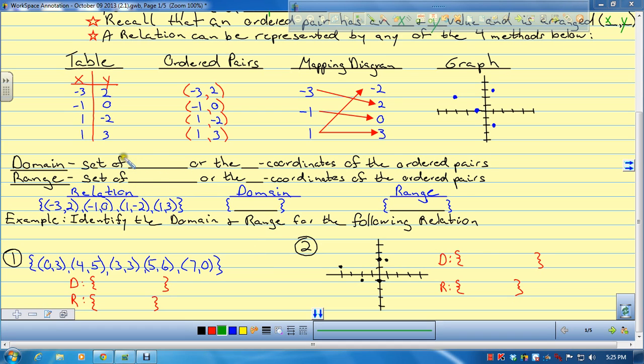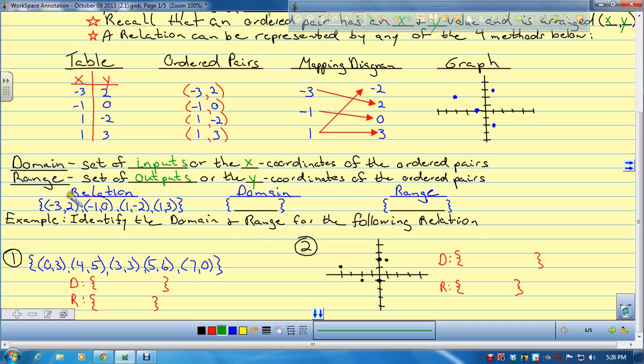Domain and range. Domain is the set of inputs, or what we will commonly call the x coordinates of our ordered pairs. And along those same lines, the range is our set of outputs, or the y coordinates of the ordered pairs. So our input is what we have first, the direction we head first. Our output is where we move up and down, or vertically. Just to give you an idea on that.